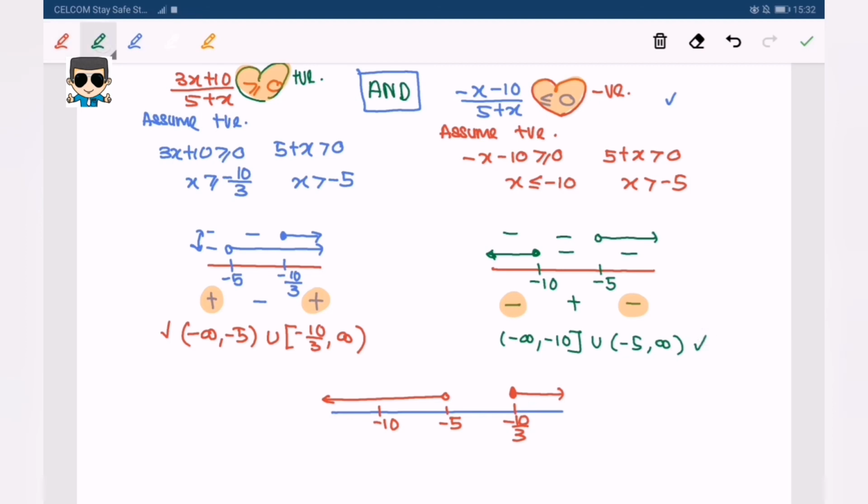Next, I'm going to illustrate the interval on my right hand side. So we have negative 10 as a filled circle, empty circle for negative 5. The green color will be another level. So x is less than or equal to negative 10. x is greater than negative 5. Based on definition n, meaning that we are going to intersect. So where is the intersection region? Based on the diagram, here is the intersection. There is no intersection in the middle. And finally, we have another answer on the right hand side. So our final answer would be negative infinity until negative 10 union negative 10 over 3 until positive infinity.